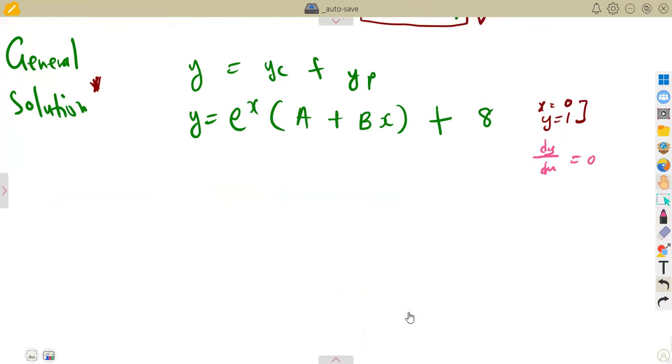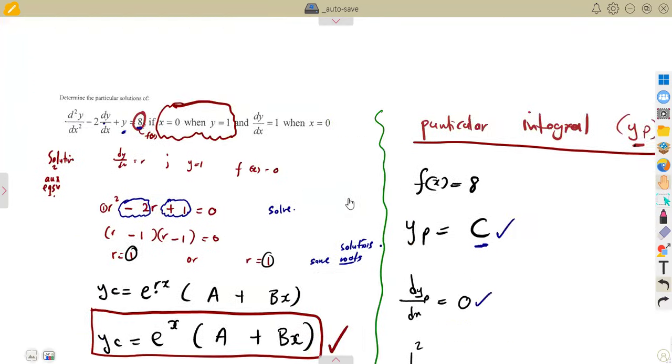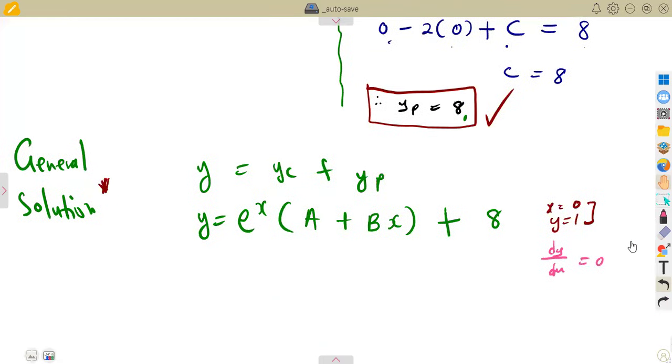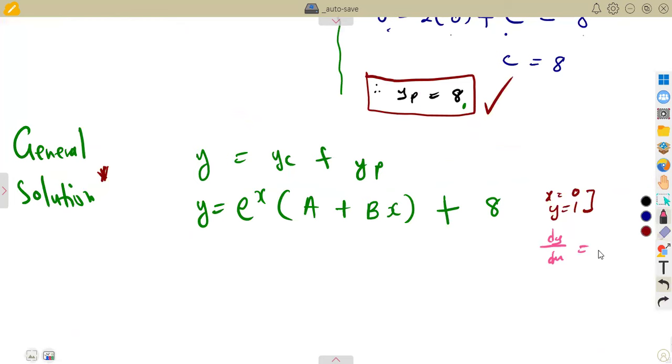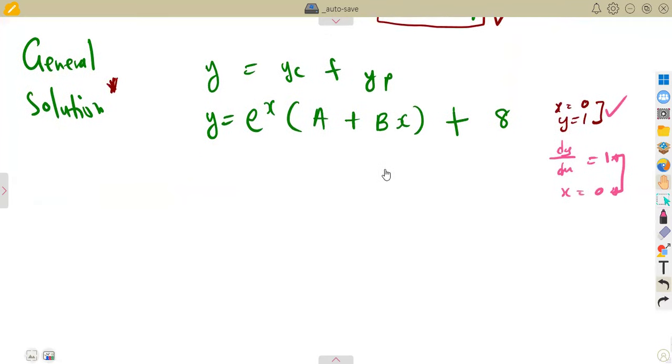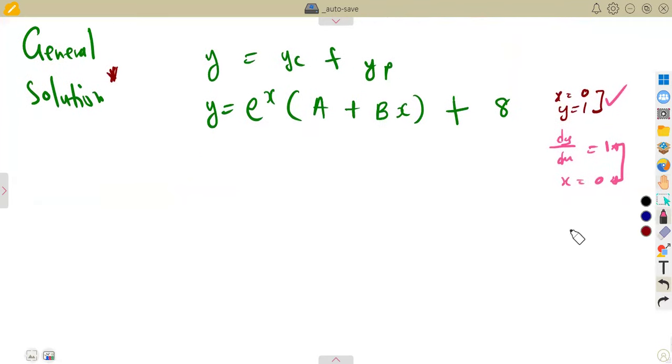Did they say 1 or 0? Sorry for that. 1 when x is 0. So the first derivative is 1 when x is what? When x is 0. So it's another condition. So let's use the first condition. Where do we use it? In the general solution. So now I'm going to find the particular solution.